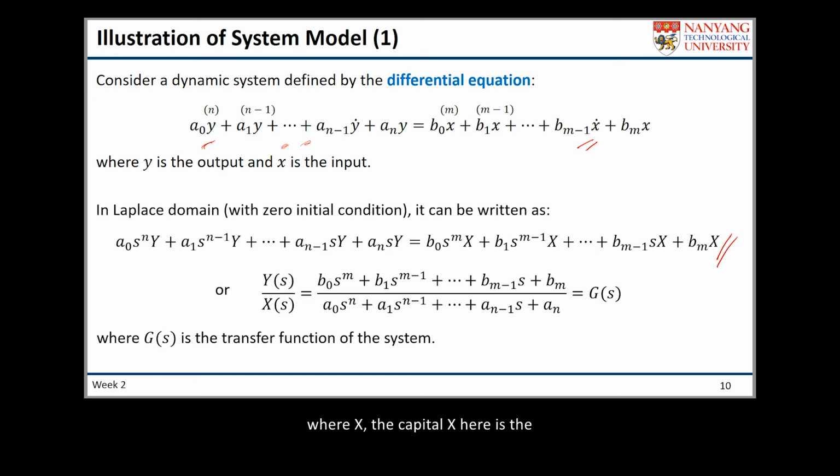Where the capital X here is the Laplace transform of the input x, and the capital Y here is the Laplace transform of the output y. And then what next? You still remember, when you want to form the transfer function, you have to take the ratio between output Y and the input X. So by simple mathematical manipulation, since you only have an algebraic equation here, you can find the ratio between output Y and input X in Laplace domain, which will be equal to this equation.